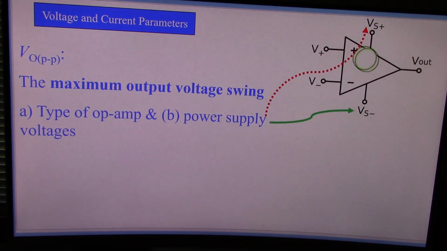So the output, let's say this is connected to 15 volts and minus 15 volts. If this is 5 volts and this is 4 volts, this will equal minus 15 volts. And if this is 4 volts and this is 5 volts, this will equal 15 volts. It won't equal the difference between these two. It will equal this number or this number.